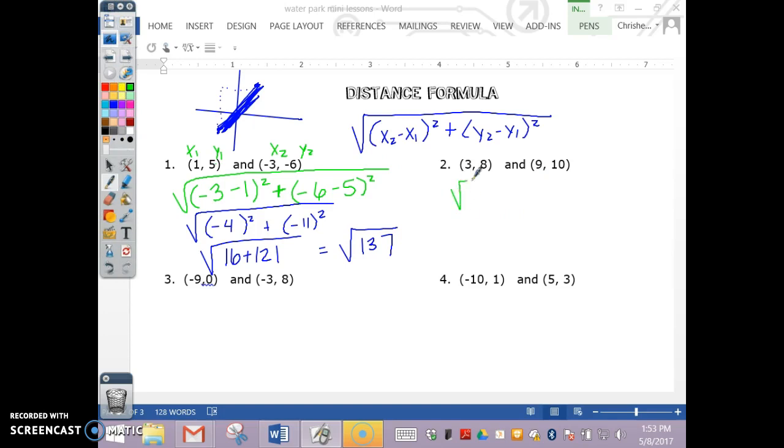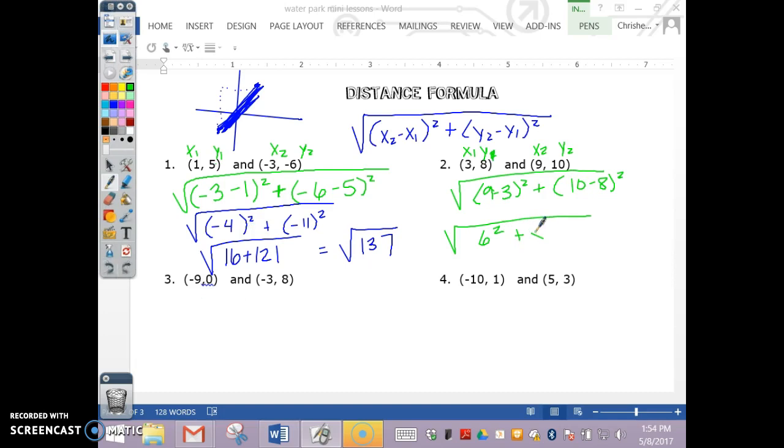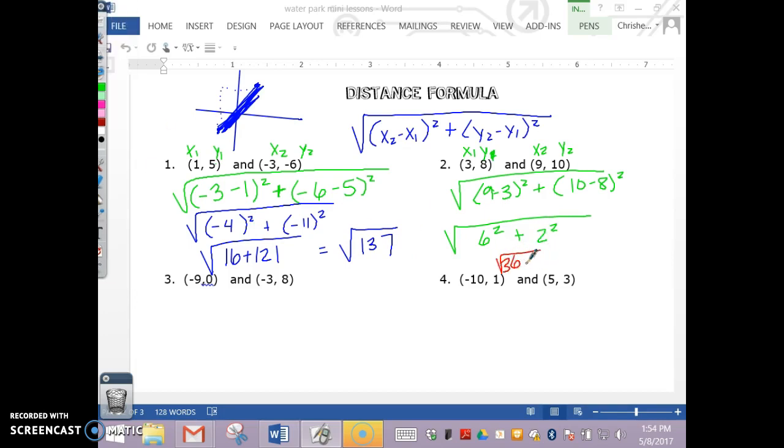Okay, next one. x1, y1, x2, y2. So that's a 1. So subtract our x's. 9 minus 3. Subtract my y's. 10 minus 8. 9 minus 3 is 6. 10 minus 8 is 2. 6 squared is 36. 2 squared is 4. Add them together, you get square root 40.